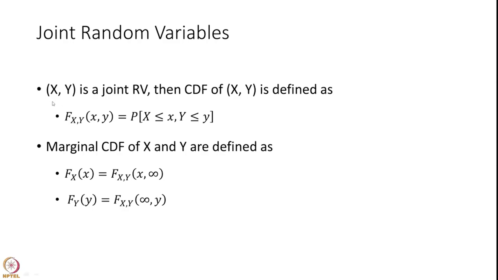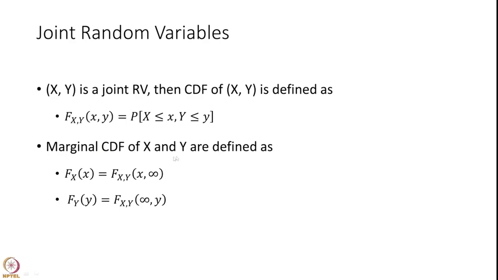So, here we define the cumulative distribution function of (x, y) as capital F sub x, y of small x, small y, which is equal to the probability that the random variable capital X is less than or equal to small x, and the random variable Y is less than or equal to small y.